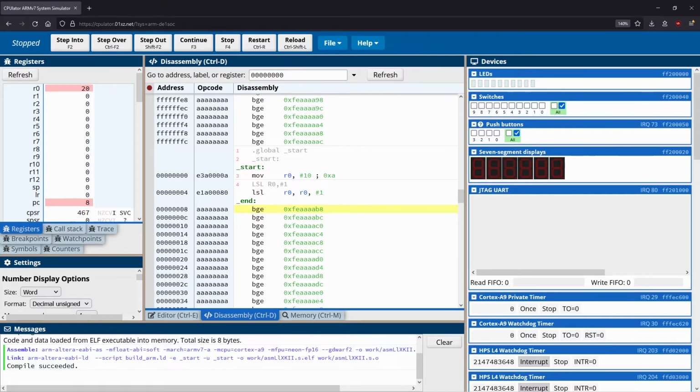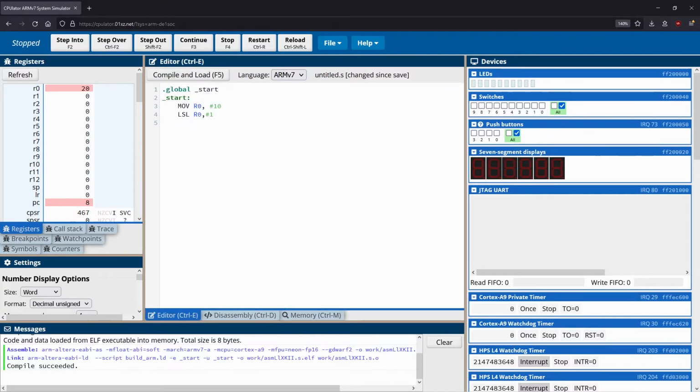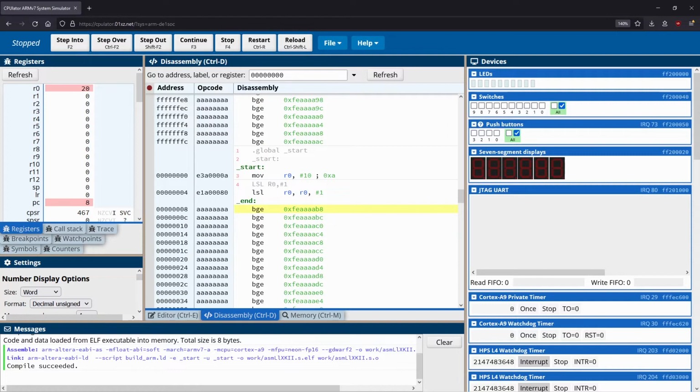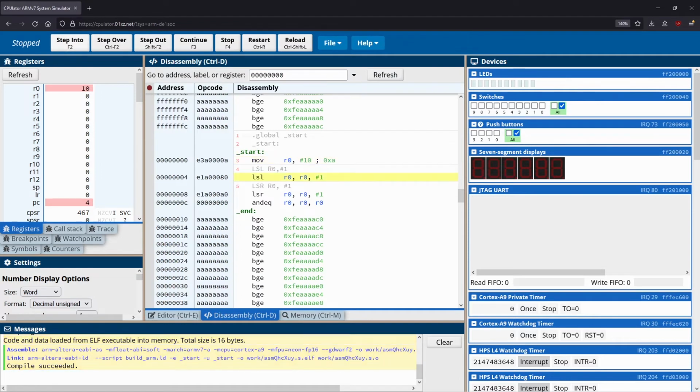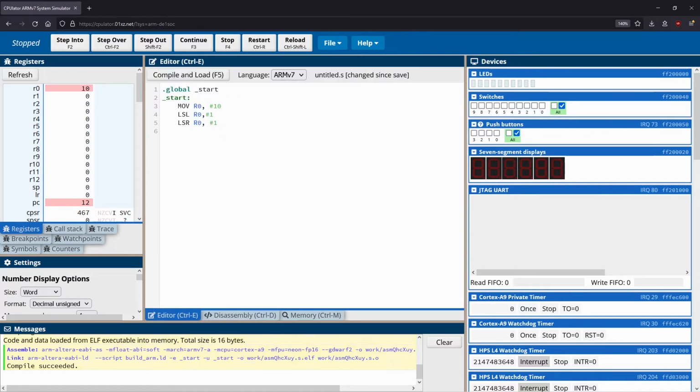Just to continue on with this, we'll do a shift to the right rather than a rotation, and see what that ends up doing. What I'm anticipating is that it's going to shift to the right by 1, bringing us back to 10. Let's see if that actually happens. We'll compile and load. We start at 10, we end up at 20. The next shift brings us back to 10. So you can see that generally this is working the way that we expect it to.